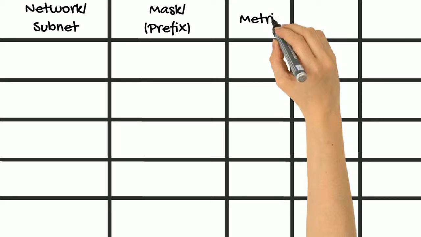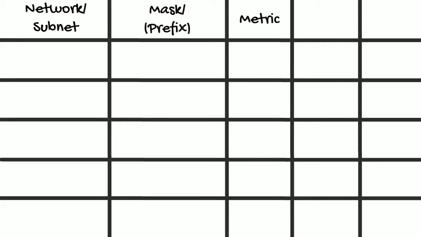Now let's go over the columns. The network/subnet column lists the possible networks that the router could send the information to. The mask and prefix column lists the subnet mask. The metric column lists a metric involved in sending the information down that path. It can mean a lot of different things, such as cost or speed. The interface column lists the interface or port of the router that it must send the information from to get to that path. And finally, NHR, or next hop router, is the next router that the information will be sent to.